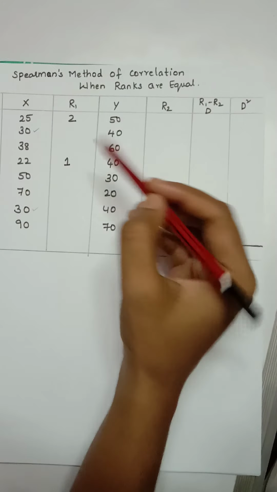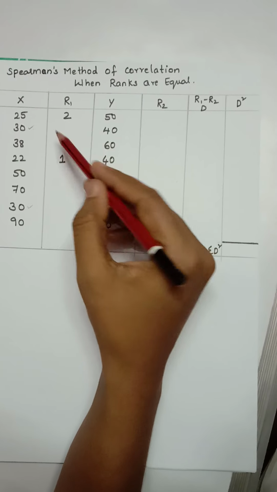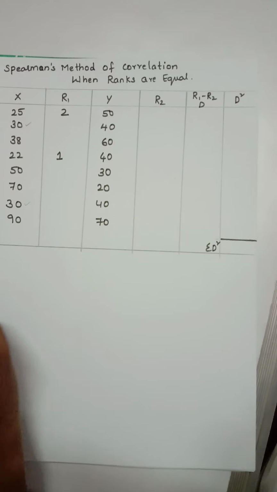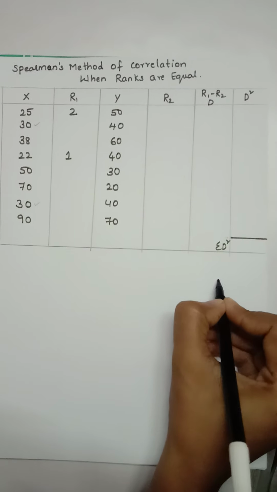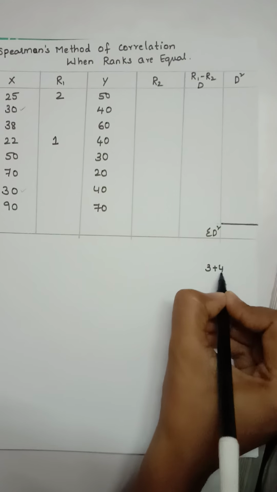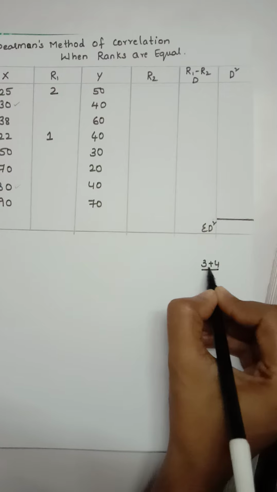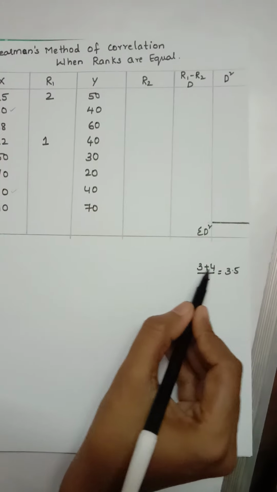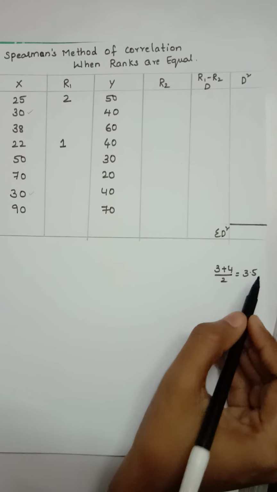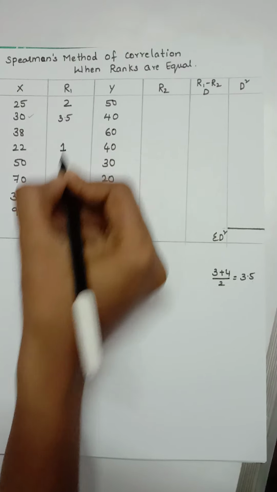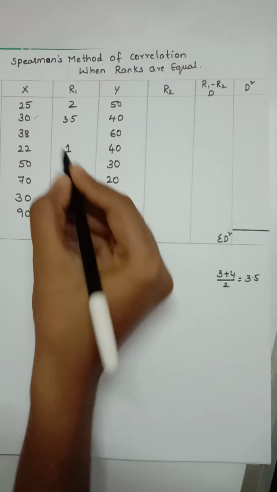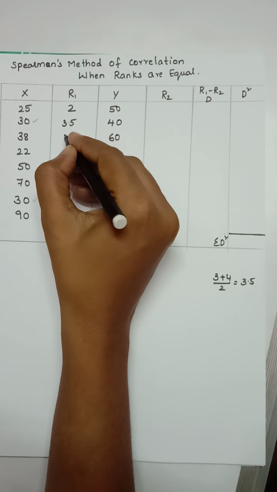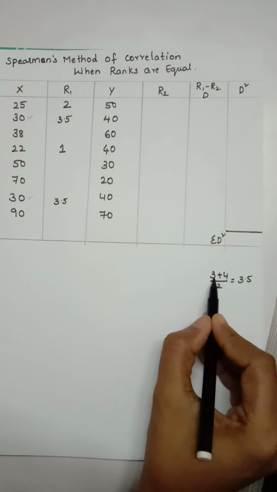So now the next ranks are 3 and 4. We need to allot the 3 and 4 for the two 30s available in the X series. So first, what we need to do here: 3rd rank plus 4th rank divided by 2. It's nothing but an average between two ranks, which is equal to 3.5. So the third rank and the fourth rank we have to take as an average value. So 3.5 and 3.5 I will take for the two 30s because it is repeating. 3 and 4 completed.